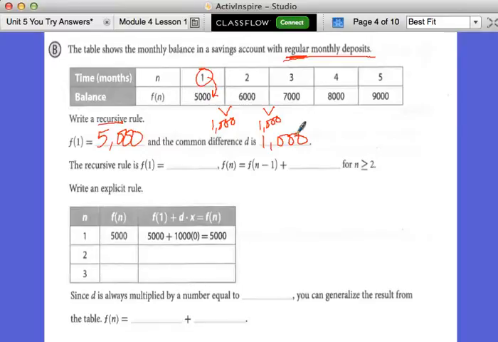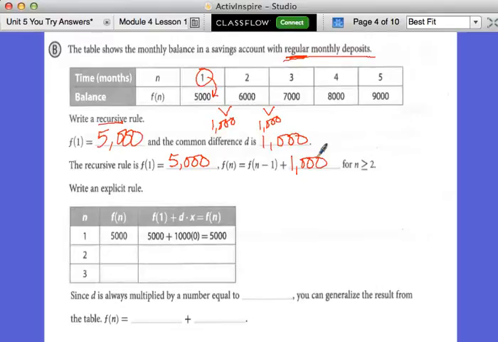So then the recursive rule in this case is that f of 1 is equal to 5,000, and that f of n is equal to f of n minus 1 plus, oops, that should be a 1, 1,000. Okay, so it's telling you that if I take the first position and add 1,000, it should give me the second position, and so on and so forth.